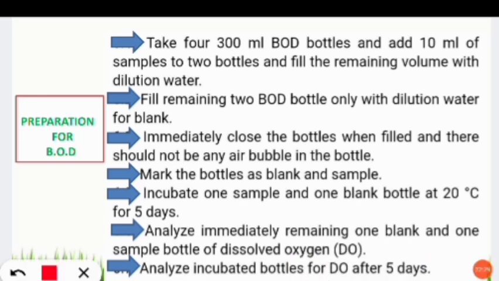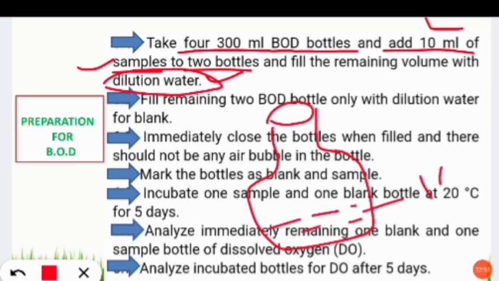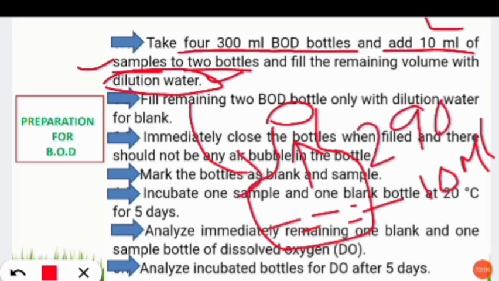What we have to do is take 4 BOD bottles of 300 ml, and add 10 ml of sample to 2 bottles. In 2 BOD bottles we add 10 ml of the sample collected from the sample site, and the complete bottle is filled with the remaining volume of dilution water. What is the dilution water? The water which we prepared in the previous slide. So first we fill the BOD bottle with 10 ml of the sample water. Then we fill the complete 300 ml bottle with the dilution water, approximately 290 ml. I hope you are clear till now.